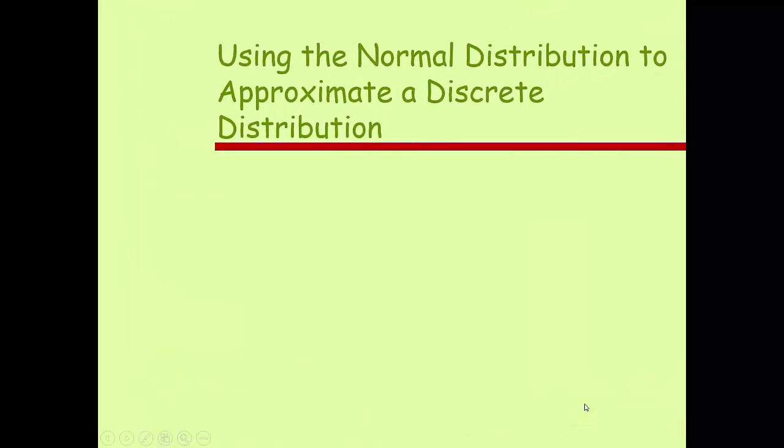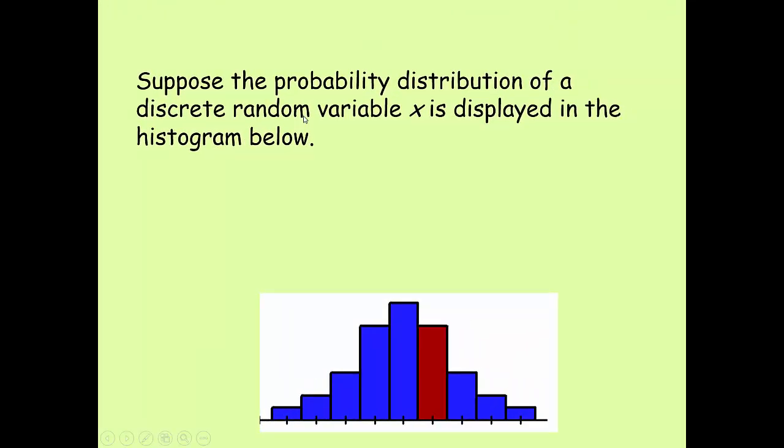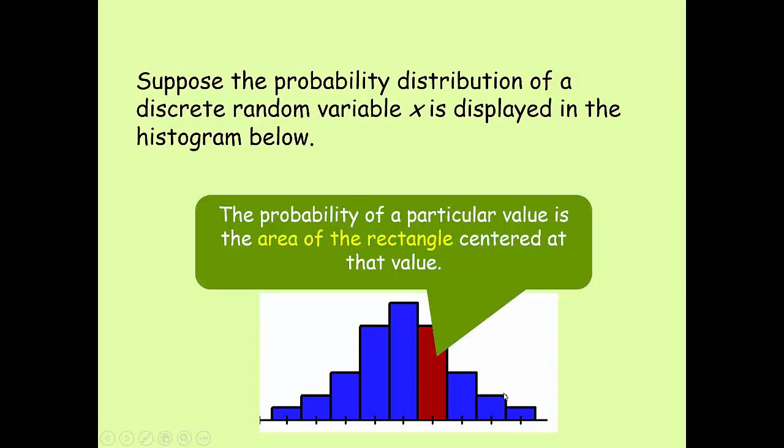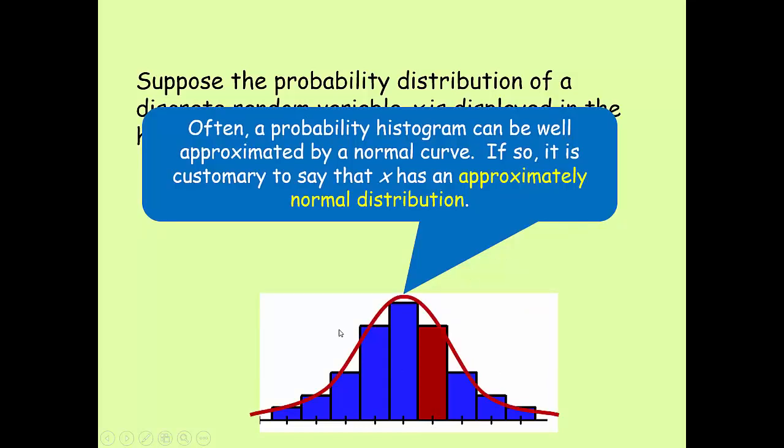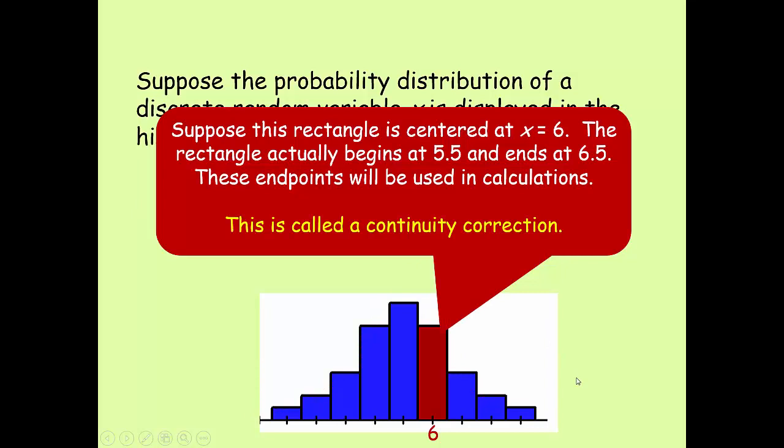I can also use the normal distribution to approximate a discrete distribution. So suppose we have this probability distribution. It's discrete, but we could center each one of these around the middle. Okay, so I've centered it around this value, and then I can draw a curve and say, yeah, this kind of looks like a bell-shaped curve. So I could use it to approximate with a normal distribution.